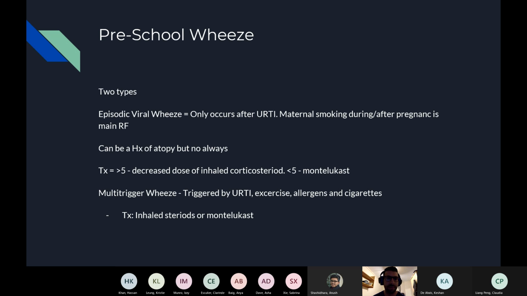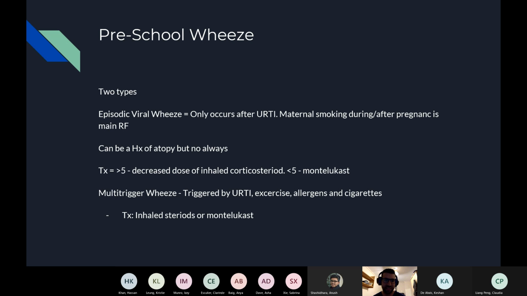Okay, I should have asked what you guys think this is. I'm sorry about that. But this is preschool wheeze. No babies should really be diagnosed with asthma until they're a lot older. Preschool wheeze has two types. There's episodic viral wheeze, which only occurs after an URTI, a respiratory tract infection. Normally they have a history of maternal smoking during or after pregnancy, and that's the main risk factor. There can be atopy, but not always.